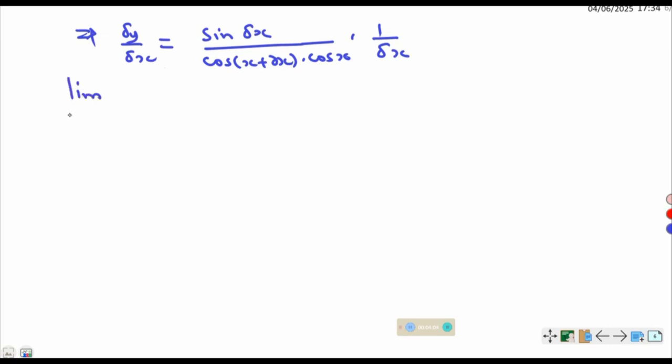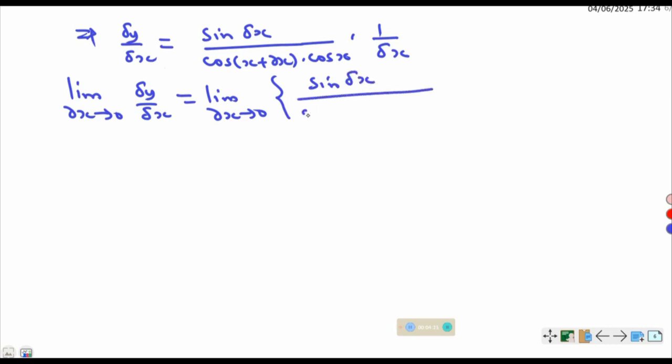In the limit, when delta x is becoming smaller, we take the limit on both sides, so this will be the limit as delta x becomes smaller of sine of delta x upon cos of x plus delta x times cos of x. Then we are multiplying by 1 upon delta x.